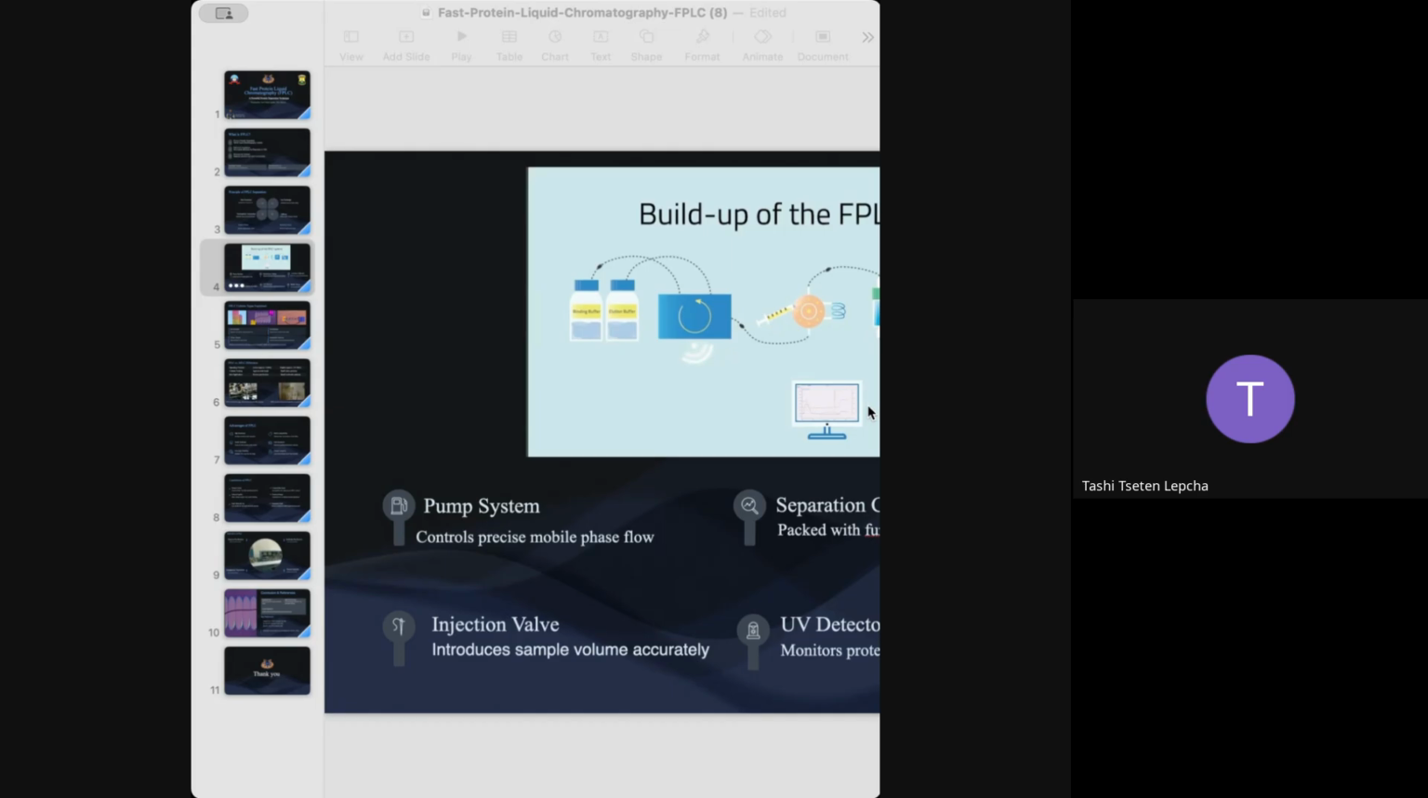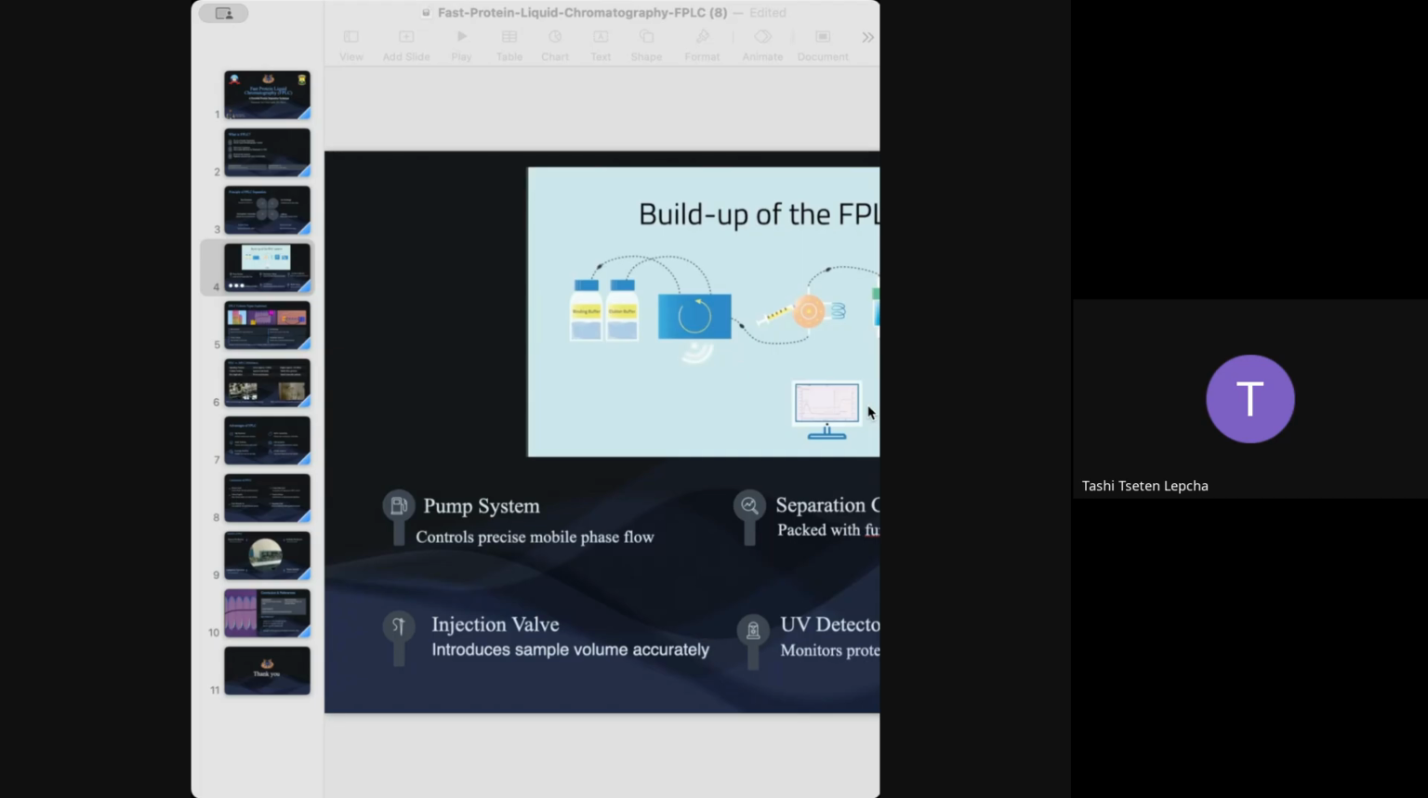So this is the main component of an FPLC system. An FPLC system is made of several parts, as you can see in the picture, all working together like a small orchestra. Here the pump controls the flow of the buffer. The injection valve puts in the sample with accuracy. Inside the column, the protein gets separated and the UV detector keeps checking whether the protein is coming out or not. And the fraction collector collects the protein in small tubes.